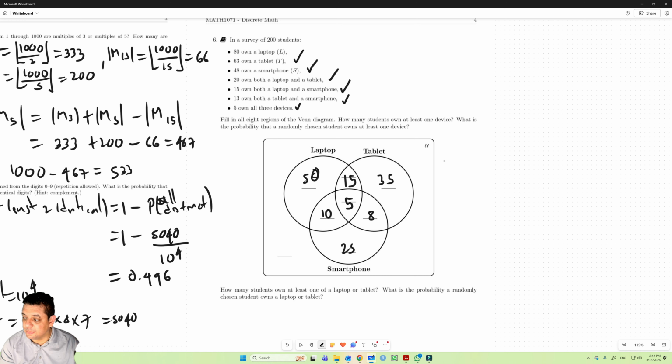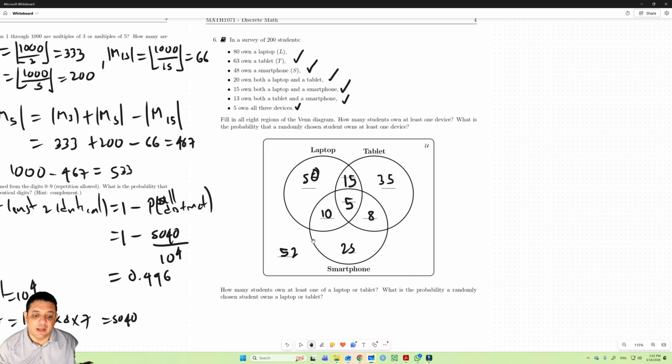And so now, to get to 200, we add everything up. So this is 80 here, plus 25 more is 105, and so on to 148. So the total outside is going to be 52 people that are not inside any of these.